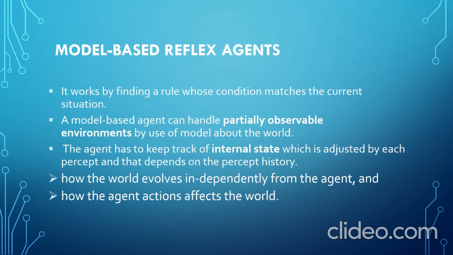The second type of agent is the model-based reflex agent. It works by finding a rule whose condition matches the current situation. A model-based agent can handle partially observable environments by use of a model about the world. The agent has to keep track of internal state, which is adjusted by each percept. That means for every percept, the internal state of the agent may change, and that depends on the percept history. Model-based reflex agents have knowledge about how the world evolves independently from the agent and how the agent's actions affect the world.